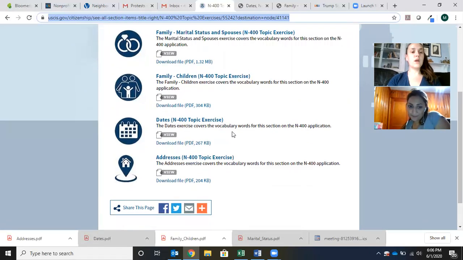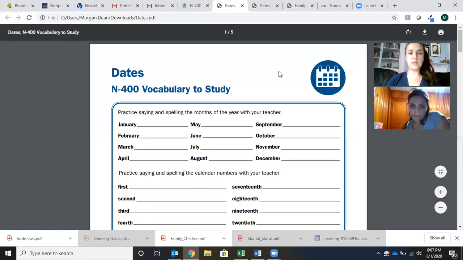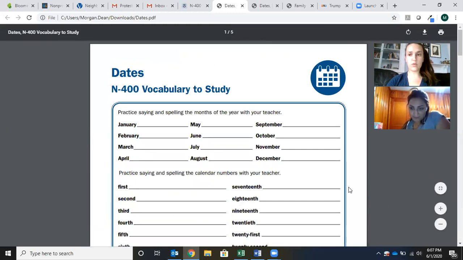But if you're worried about studying for family with your marital status and spouses, children, and addresses, they have all of this information, and I'll send this link out after class, okay? All right, so let's start here with dates. Can everybody see this okay? Perfect. I'll go ahead and X that out so we have a little bit more room.